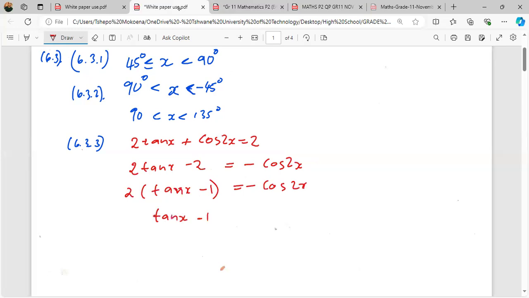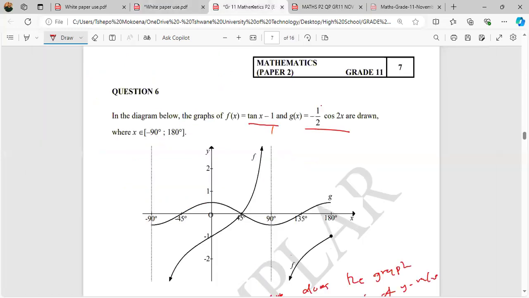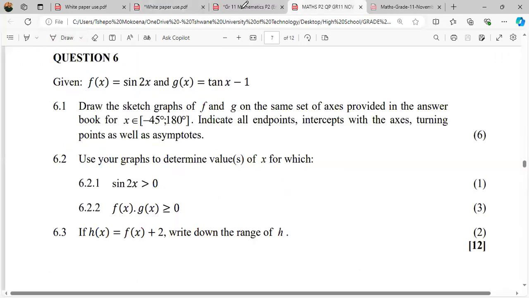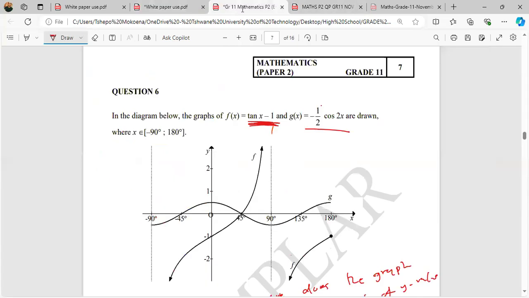We have that function, tan x minus 1, which is this. See? And therefore, look at that side. I'm going to have negative 1 over 2 cos 2x. You see? It's the same. So you divide by 2, it's negative 1 over 2 cos 2x. Happy. So now, this graph, tan x minus 1, is f of x.